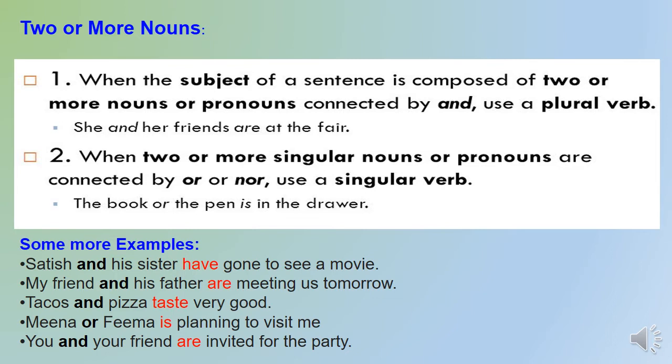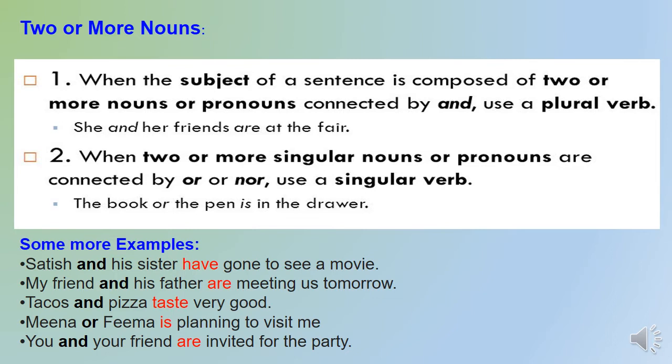Next one is when two or more singular pronouns or nouns are connected by the conjunctions or, nor, use a singular verb. So when these two conjunctions, or and nor, are used, we use a singular verb because we'll be talking about choice there, either this or that. So the example here is: the book or the pen is in the drawer.